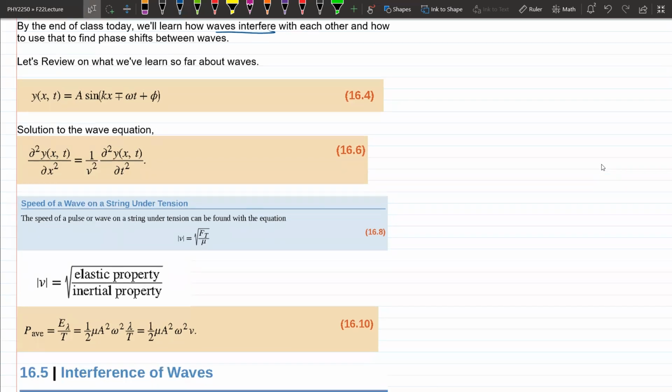Let's go over what we already learned about waves. Waves can be written by this complicated equation that depends on both position and time. It's a complicated differential equation that we don't really solve, but it's interesting that it gives us various properties, such as the speed of the wave. So the speed of the wave on a string can be calculated.